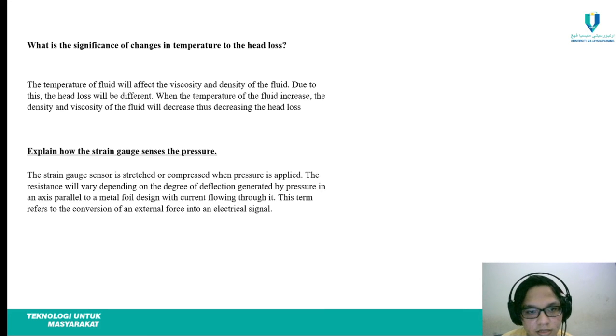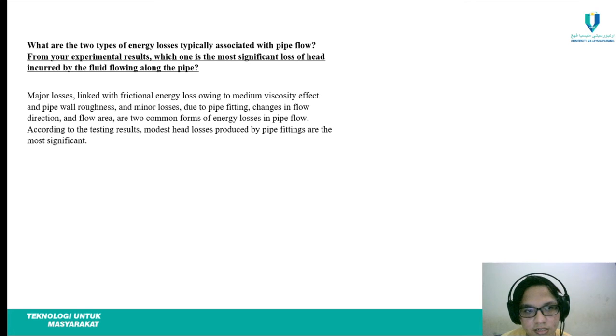So explain how the strain gauge senses the pressure. The strain gauge sensor is stretched or compressed when pressure is applied. The resistance will vary depending on the degree of deflection generated by pressure in the axis parallel to the metal flow, in line with the current flow rate. This refers to the conversion of external force into an electric signal.